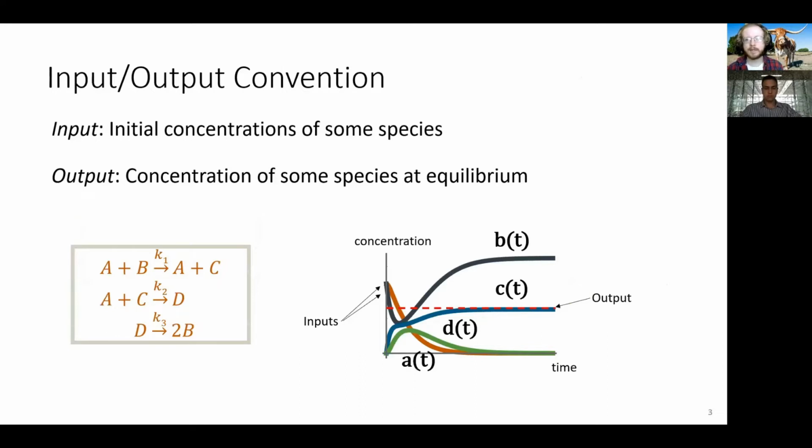One important point is the input-output convention. There are a few different input-output conventions you can use, but the one we'll talk about is that the input of the computation is the initial concentrations of some subset of the species, and the output is the concentration of some subset of the species at equilibrium. So here, maybe the A and B initial values are the inputs, and the output is the eventual concentration of the molecule C.